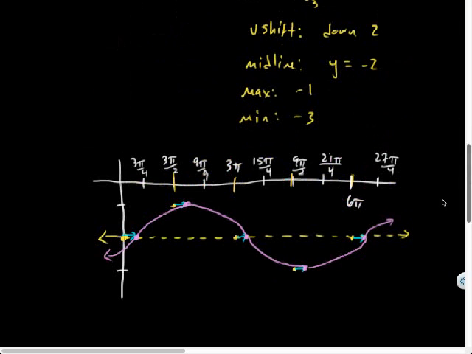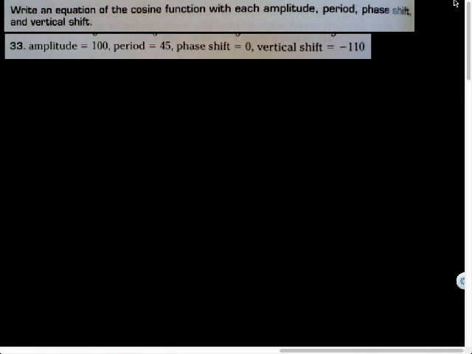All right, one last question. Let's see. Keep cruising here. Where's my mouse? Here we are. All right, last question. Here, they've given us some facts and they want us to write the equation of, in this case, a cosine function. All right, that's key. With each amplitude, period, phase shift, and vertical shift.